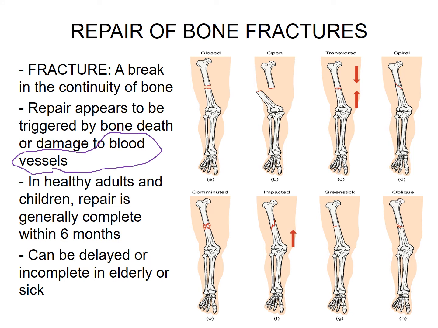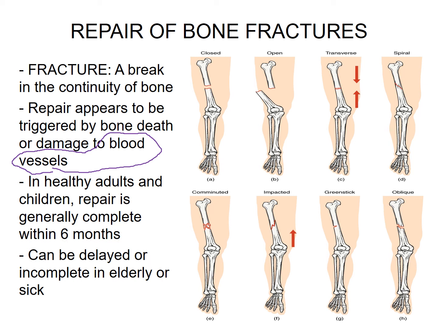However, because the bones are so rich with blood flow, we have all those central canals and those canaliculi connecting all parts of that compact bone because the trabeculae is so interwoven. The spongy bone is so interwoven with that trabeculae and the blood vessels. This stuff heals pretty efficiently, pretty quickly. And you can see in a healthy adult and a child, repair can be complete within 6 months.